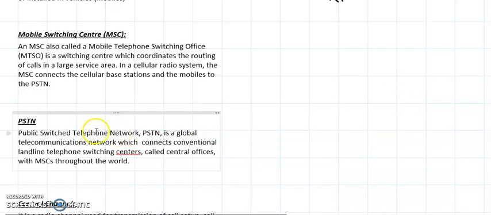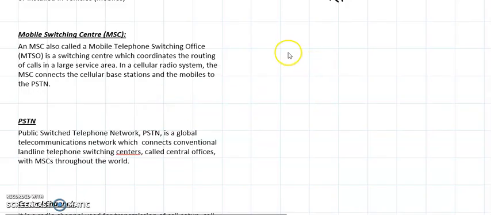PSTN, it is the Public Switch Telephone Network. It is a global telecommunication network which connects conventional landline telephone switching centers, called the central offices, with the MSCs throughout the world.